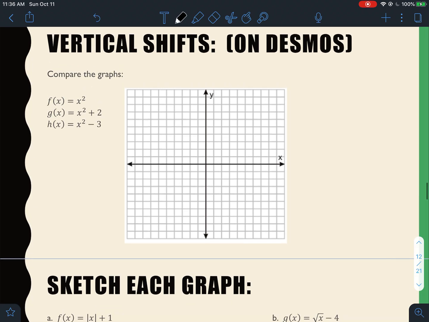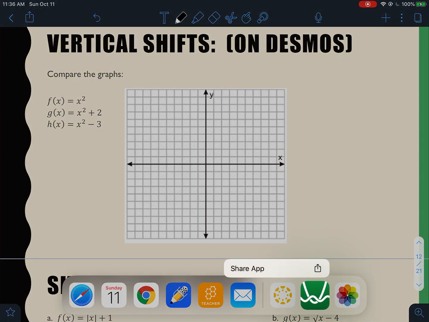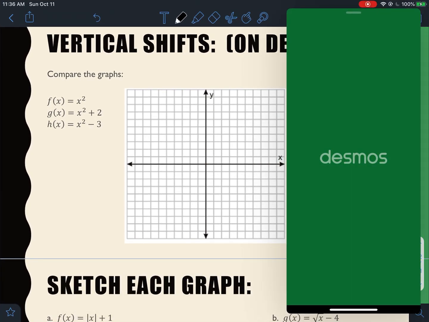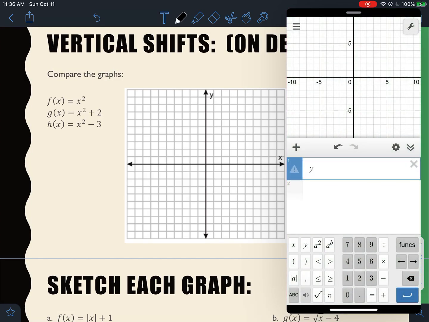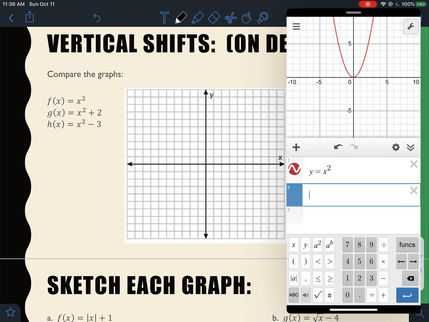So let's compare the graphs of x squared plus 2, and x squared minus 3. Let's compare those graphs on Desmos. So you guys should have downloaded Desmos at the start of the year. So let's go ahead and pull up Desmos and graph it. So we have y equals, and then x squared. So notice we have our happy parabola there.